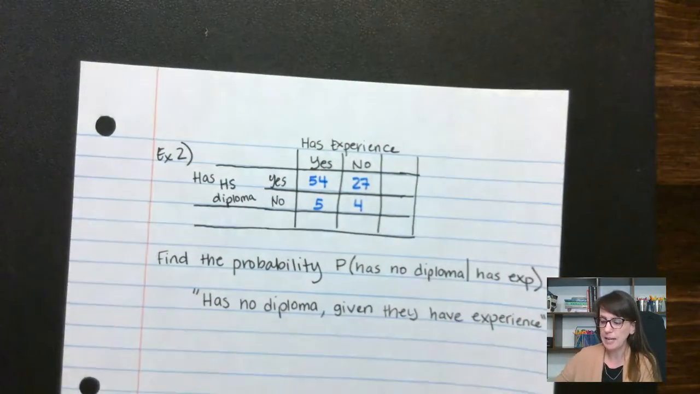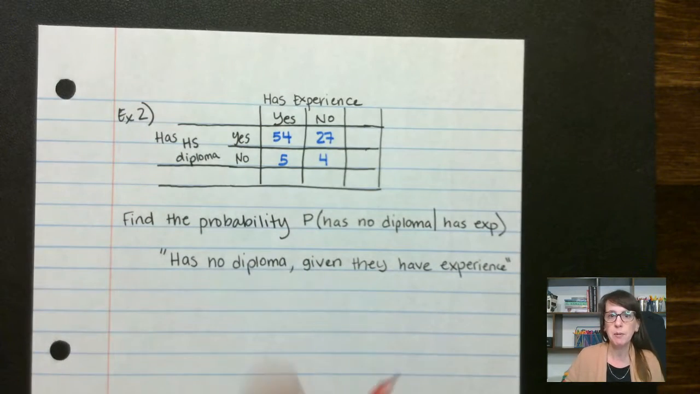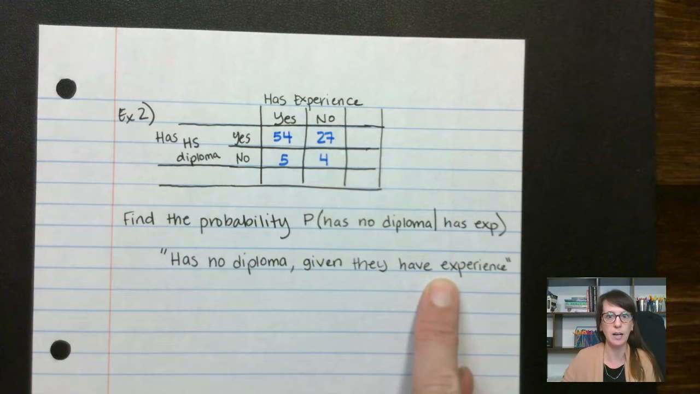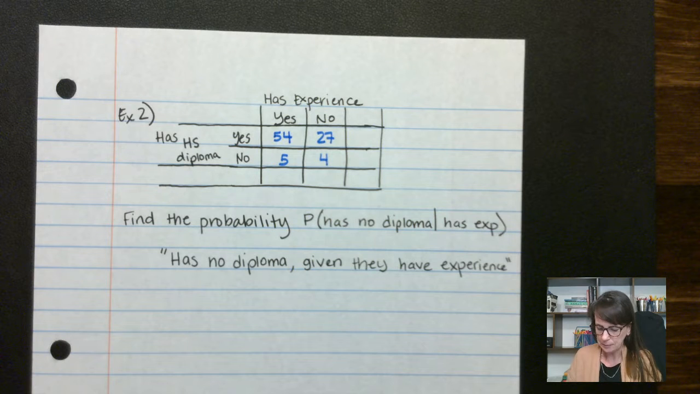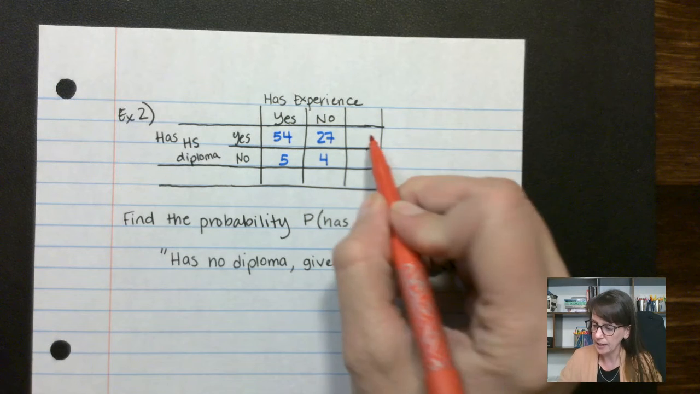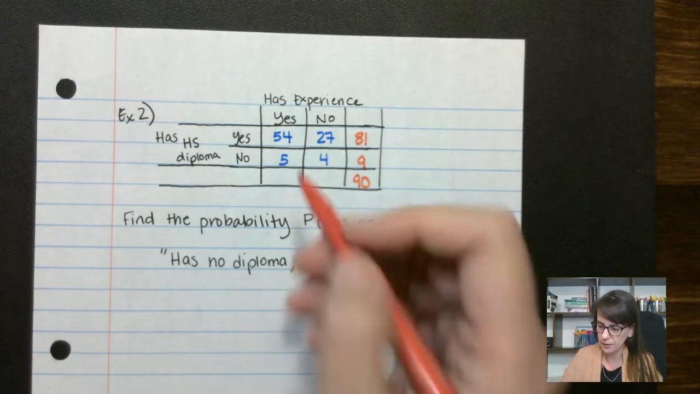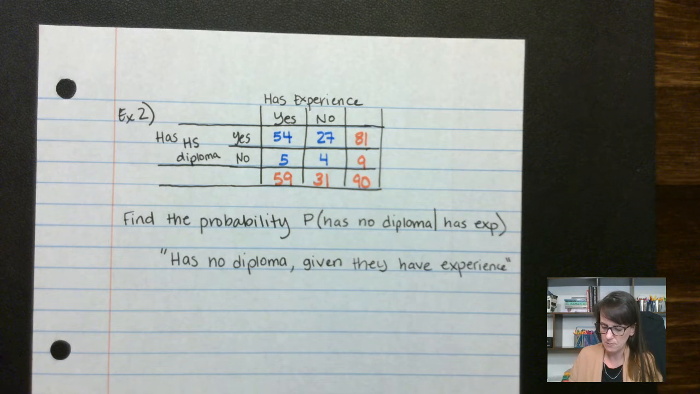All right, let's try another one. So has a high school diploma. Yes, no, and has experience. So find the probability that someone has no diploma, given that they have experience. So what we're going to do, let's make sure to add these up. If we've got 81 here, 9 here, that's 90. And then 31 and 59. Perfect. So we've got 90 in both directions, just making sure we did that correctly.